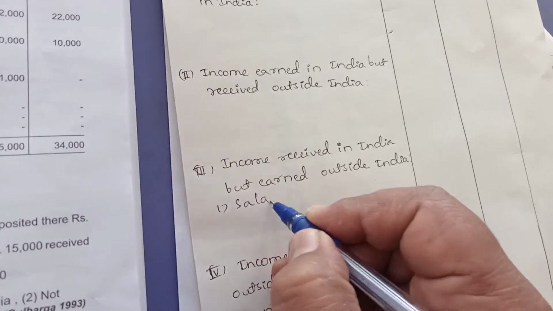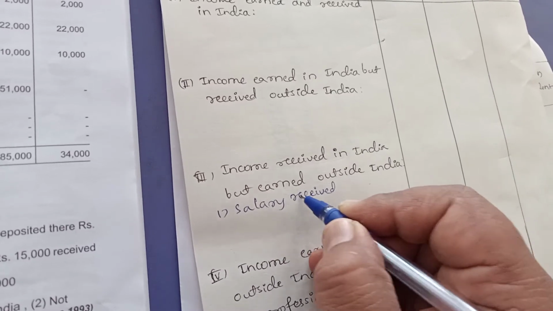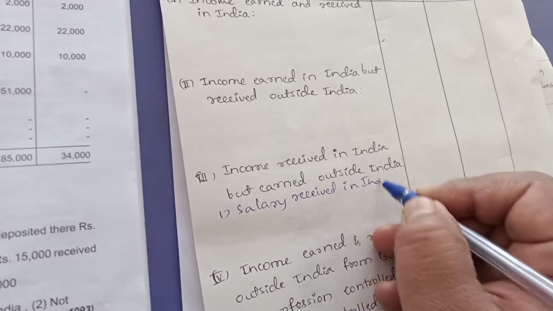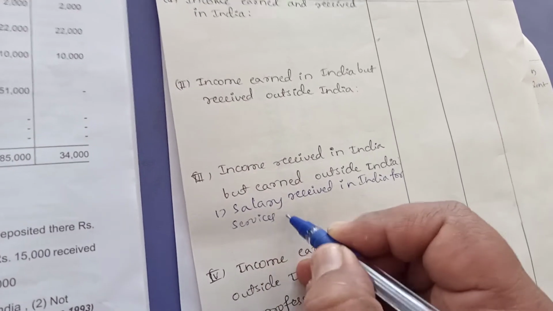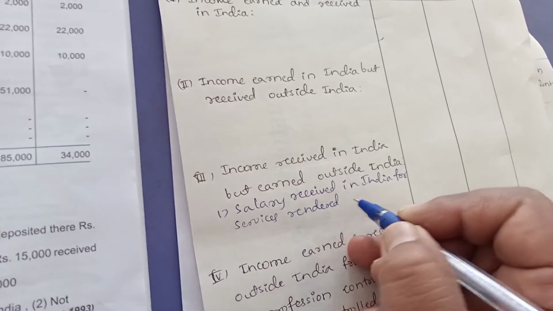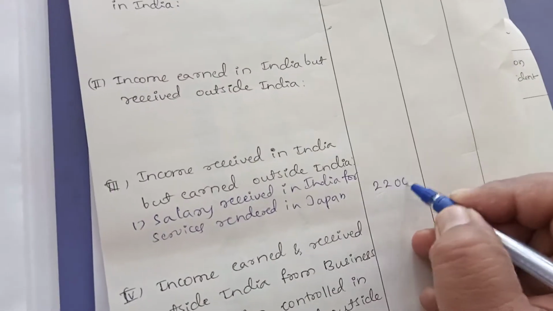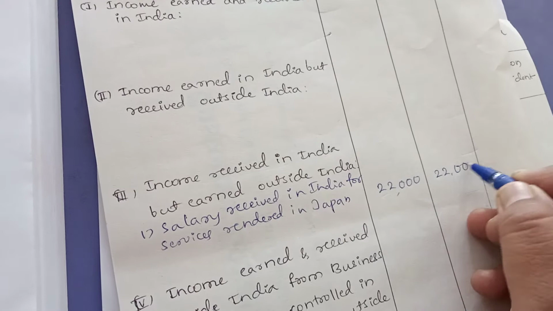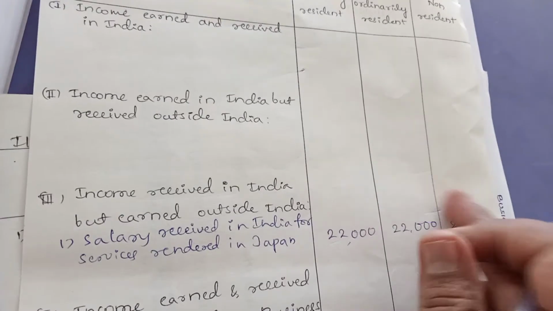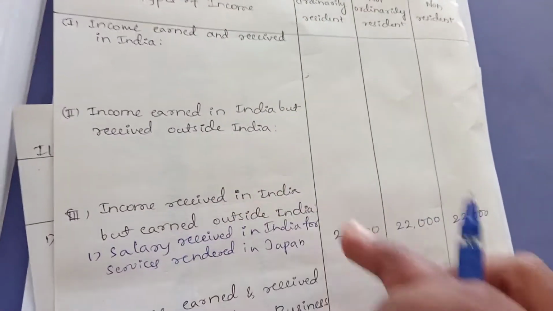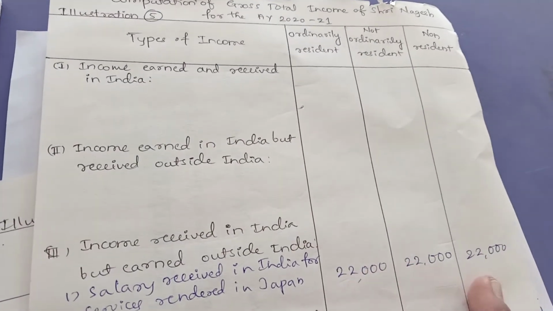Salary received in India for services rendered in Japan, likely 22,000. In the first three heads of income, sources of income, we have to write in all the three columns. In this case, we have to write in all the three columns. Why? Because in this type of SSC, it is going to be taxable.